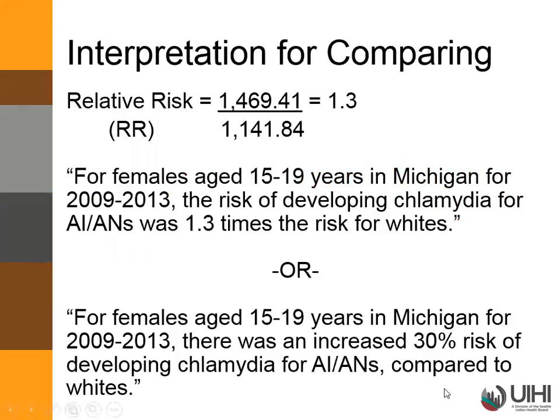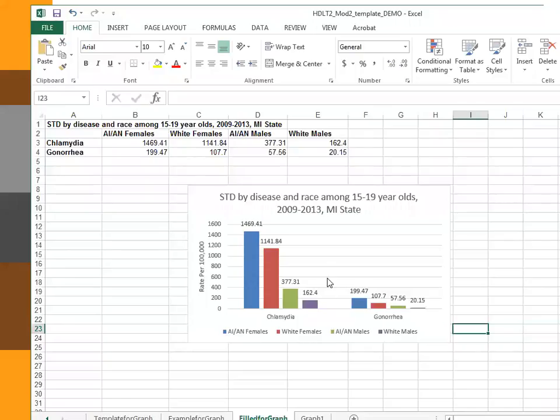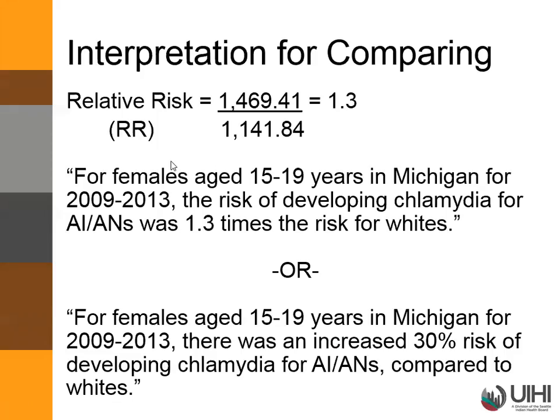So another way that we can interpret this data is to do a comparison where we look at the relative risk. And so let's compare Native females and white females who have been diagnosed with chlamydia. And so going back to the chart again, we have Native females in the blue, and then we have white females in the red. And so we take those two and calculate the relative risk, which is 1.3.